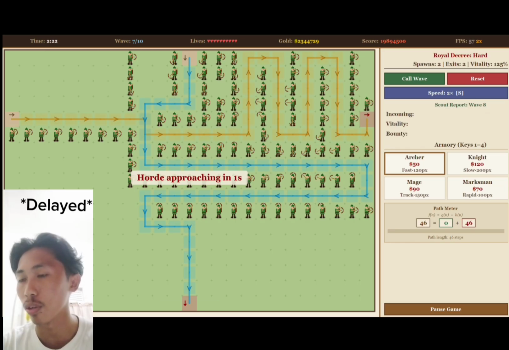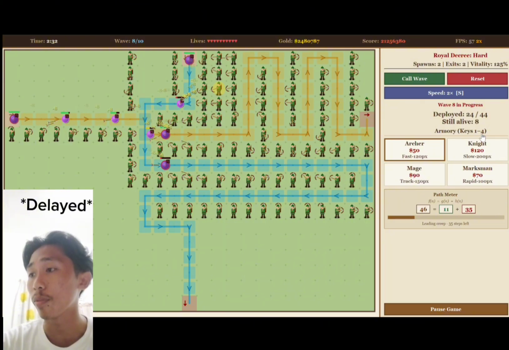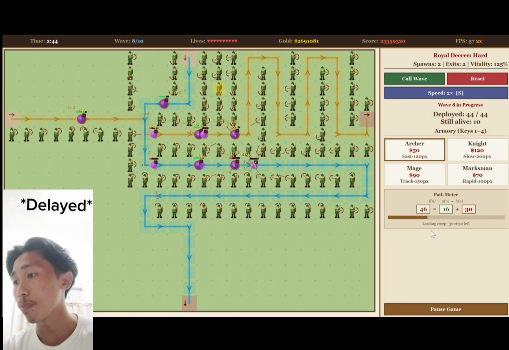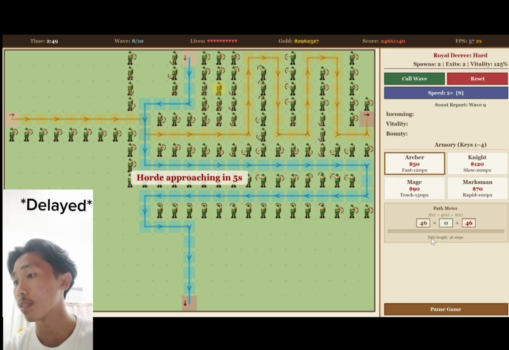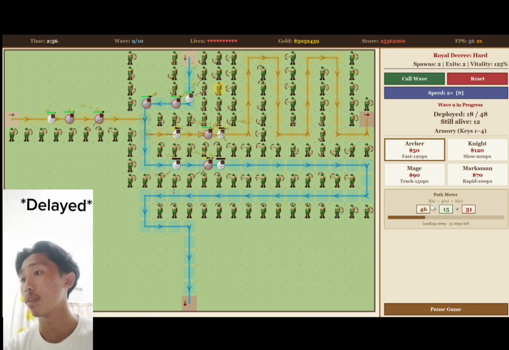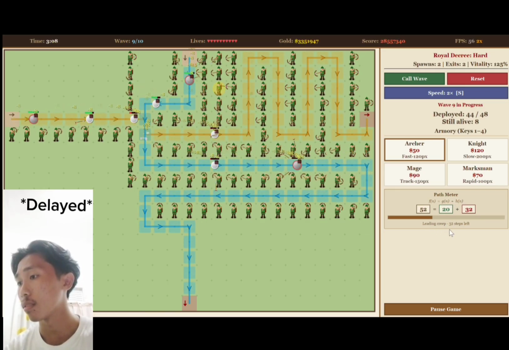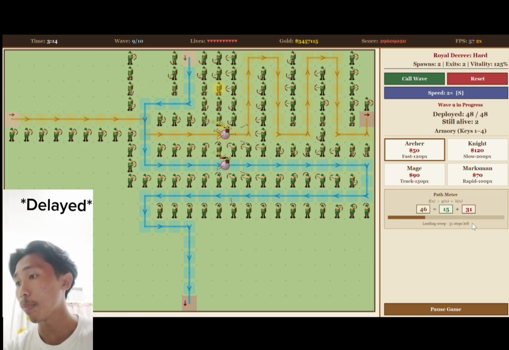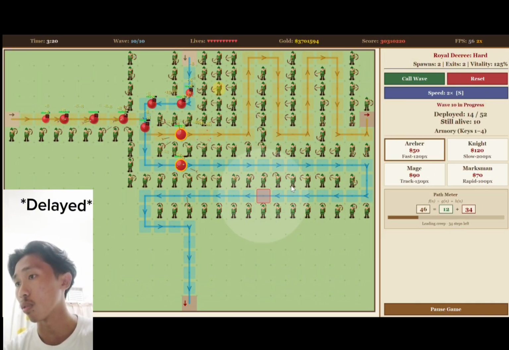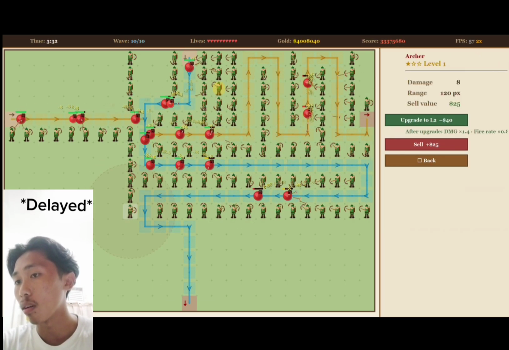You can also upgrade your towers. It has 4 types of towers: archer, knights, mage, and marksman. The enemy leading creep also has a path meter. The path meter has a formula of Fn equals Gn plus Hn. This path meter calculates how many steps the leading creep needs to go to reach their goal.